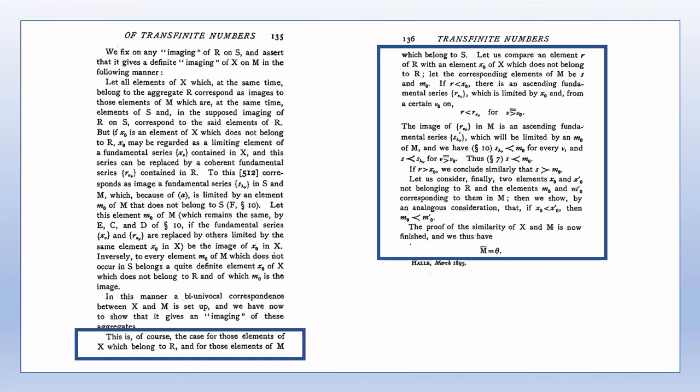The argument showing that the correspondence between X and M is an imaging of the whole of X on M is fairly straightforward and relies on the definitions of limiting elements of fundamental series. A few cases are considered. The first is, if two elements of X are chosen, one of which is an element of R and the other not, and with R less than X naught, then it's shown that the corresponding elements of M, that is, S and M naught, are also such that S precedes M naught in M.